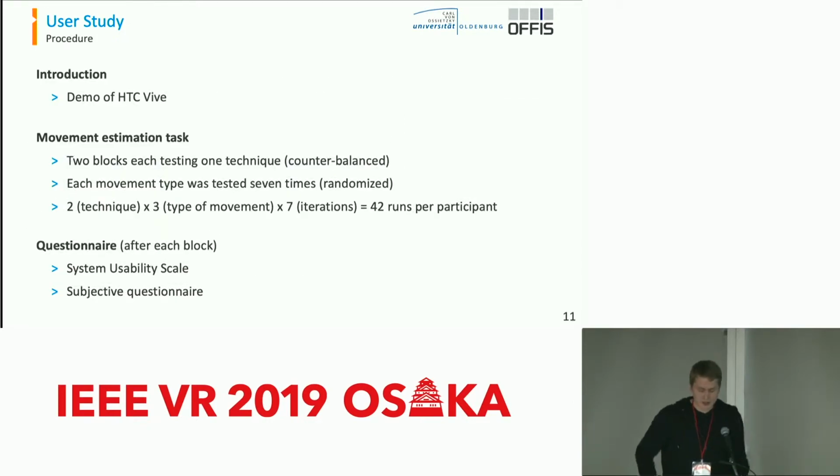Our procedure was that we first gave an introduction to the HTC Vive, and then we tested each technique in one block. Both blocks were counterbalanced, and we tested each movement type with 7 iterations, resulting in 42 runs per participant. And yeah, for each block, we then conducted the questionnaires.